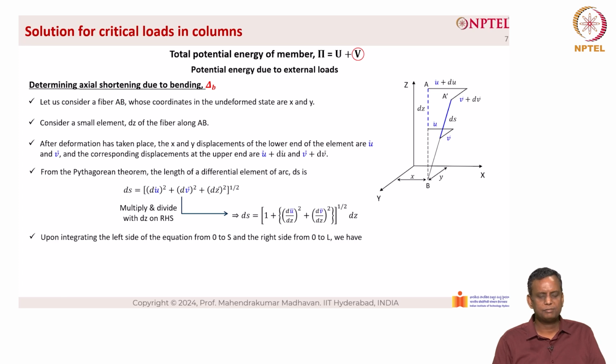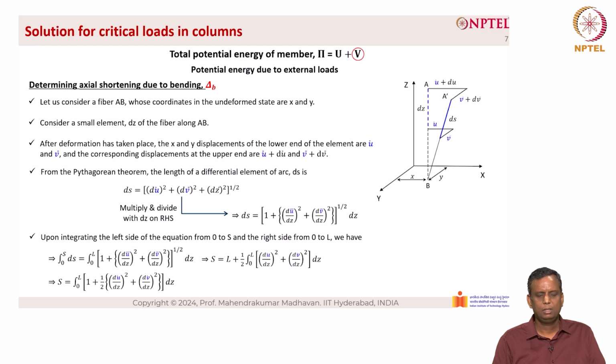Upon integrating the left side of the equation from 0 to s and the right side of the equation from 0 to L, we have integral 0 to s ds equal to integral 0 to L of 1 plus du bar by dz the whole square plus dv bar by dz the whole square, the whole power half, into dz. So, now s equal to integral 0 to L of 1 plus half into du bar by dz the whole square plus dv bar by dz the whole square. Now, s equal to L plus half into integral 0 to L of du bar by dz the whole square plus dv bar by dz the whole square into dz.